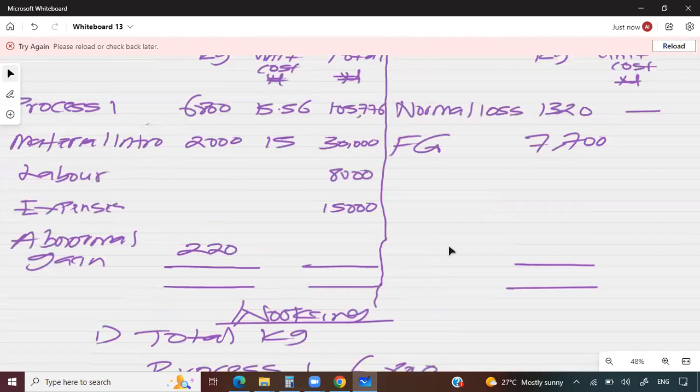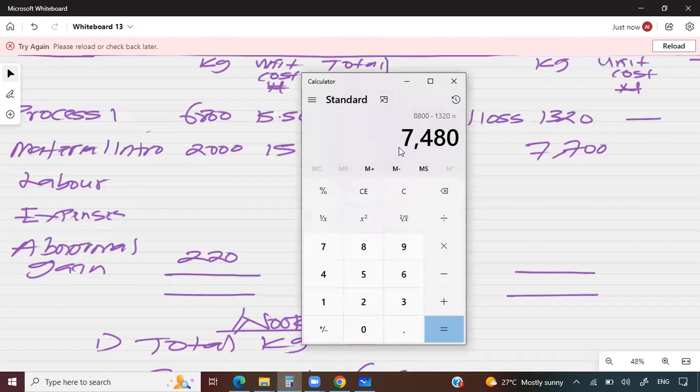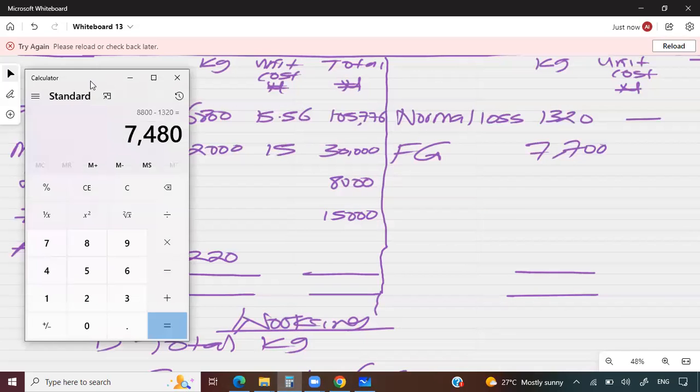I hope everybody understands as well. What you do, based on what you have done before in process one, is get the total cost, then divide it by your expected output. Get the total cost starting from 105,776, plus 30, that's 38, plus 15. Then you have this. Let me write this.